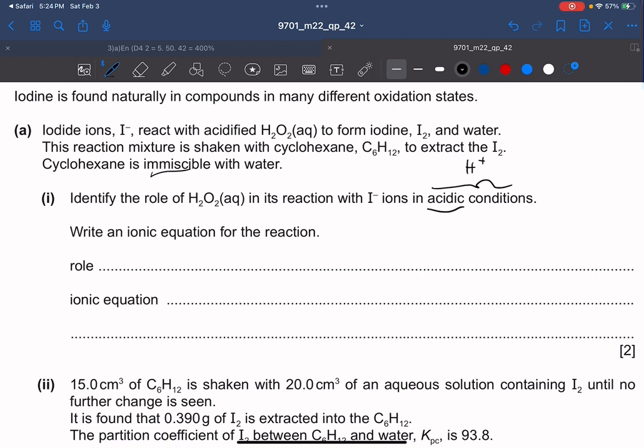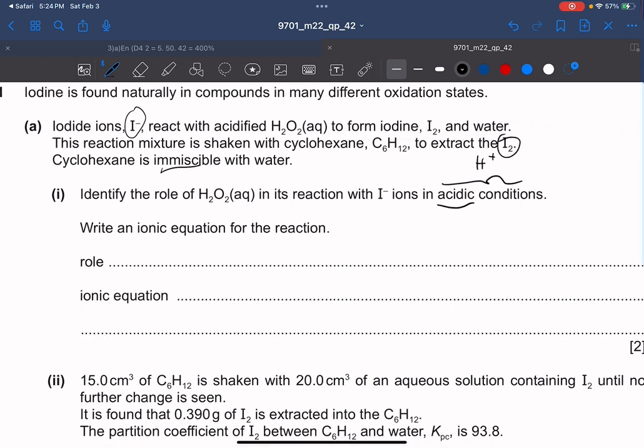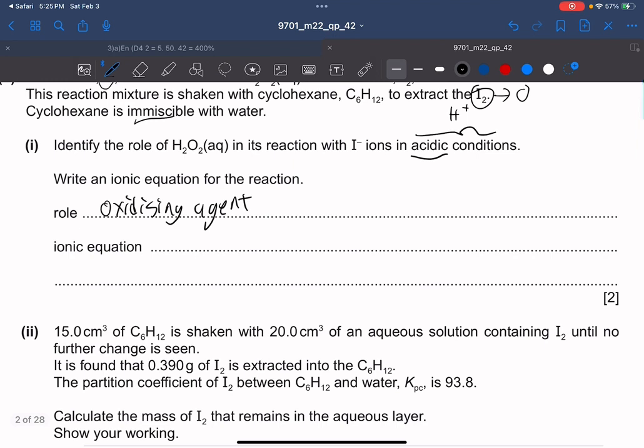We can see that in the reaction, iodide ions become I2. That suggests that the oxidation state is changing. For an element in its natural state like iodine, the oxidation state is 0. As an ion it takes the charge, so its oxidation state is -1. So what we're seeing here is that iodine is being oxidized. That suggests that H2O2 is an oxidizing agent.